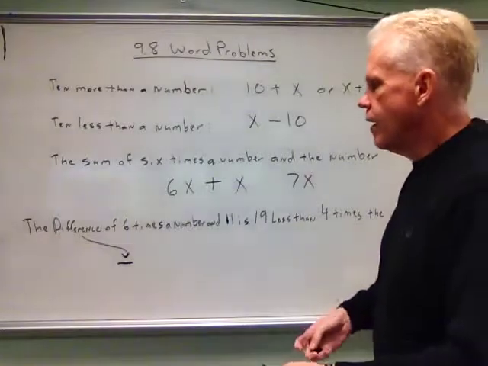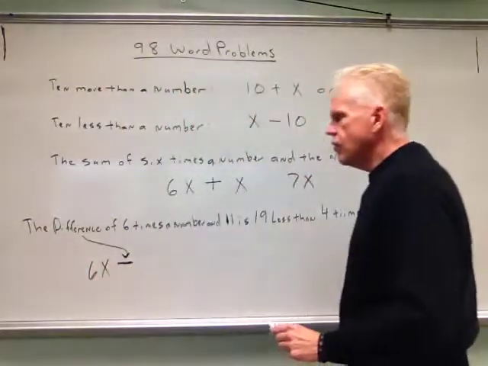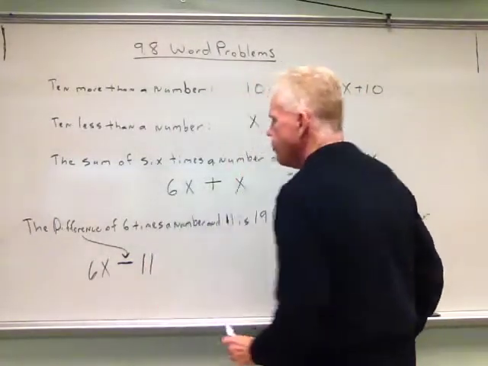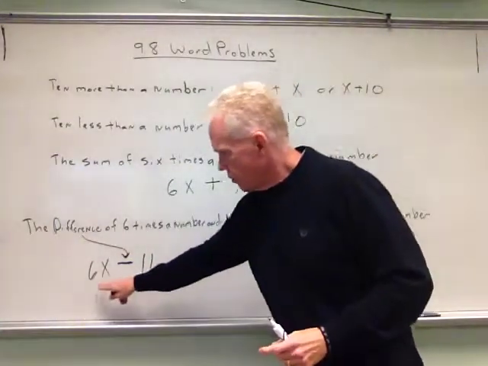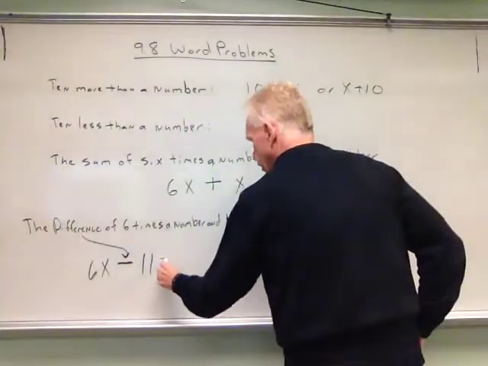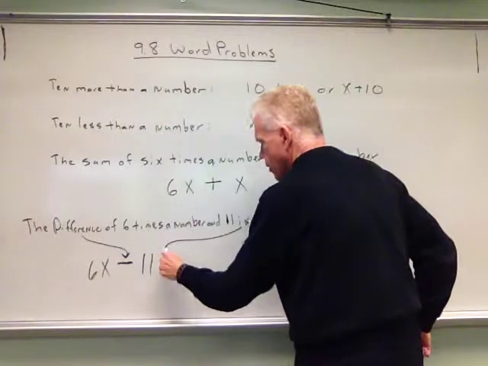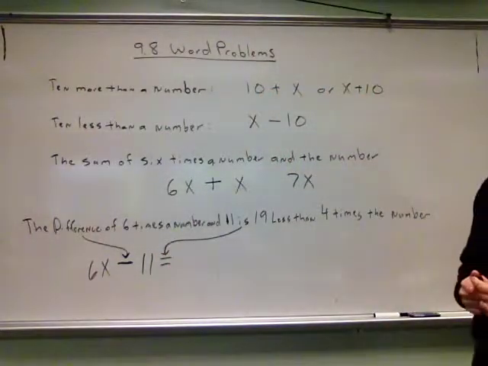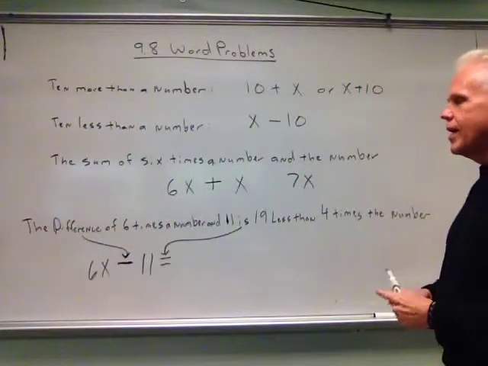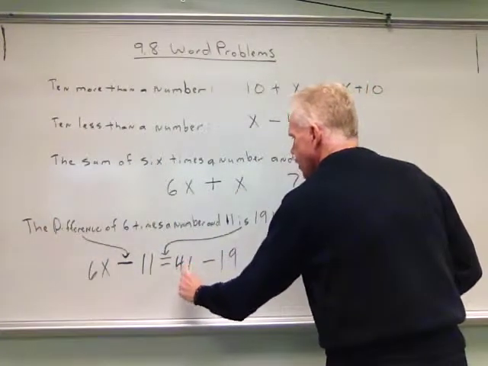What two things are we going to subtract? The difference of 6 times a number. So let's put a 6x right here. 6 times a number. And 11. So the difference of 6 times a number and 11, there's my expression, is, that's my equals. There's my equals. So the difference of 6 times a number and 11 is 19 less than 4 times the number.